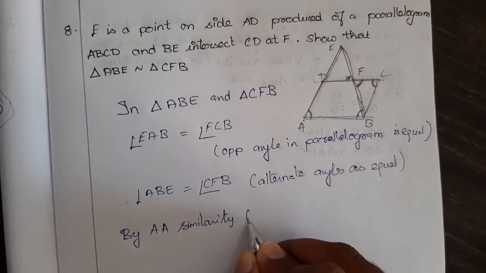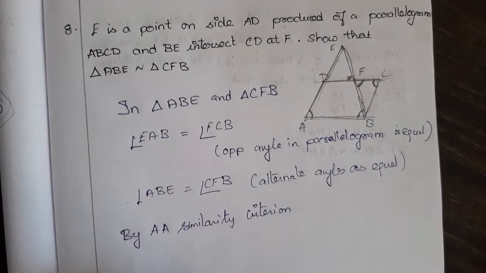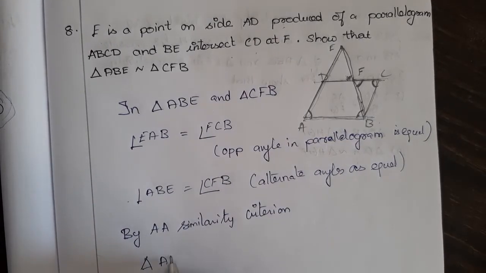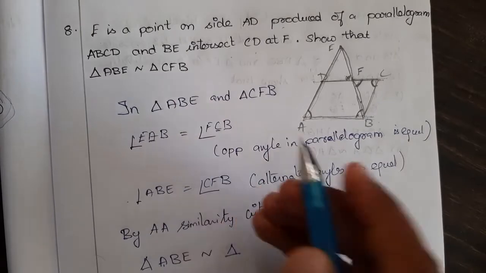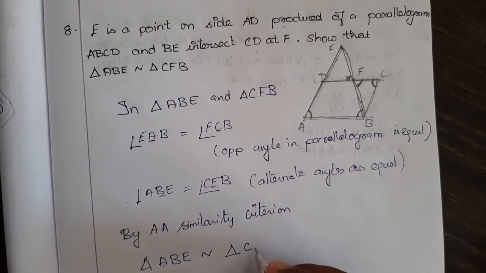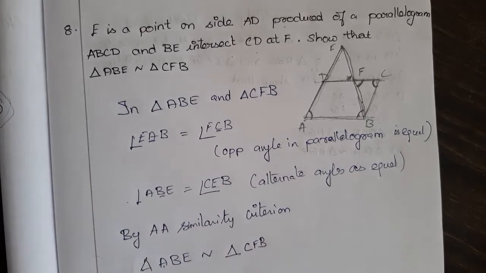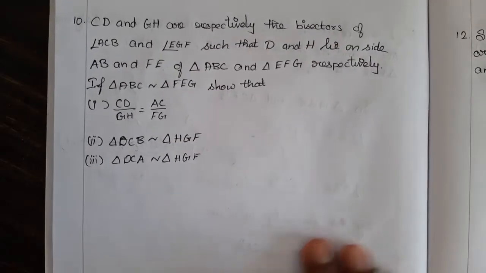similarity criterion, right? So triangle ABE is similar to triangle CFB, where A corresponds to C and B corresponds to F, and the rest is the remaining vertex. So these both are similar. So here we go for the next problem.